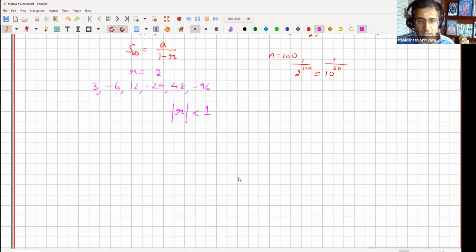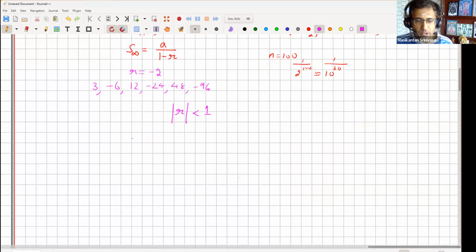So I can talk about, in fact, can you guys work out, suppose I have the geometric sequence 16 minus 12, 9, minus 27 by 4. Can you guys work out S infinity for this, please?